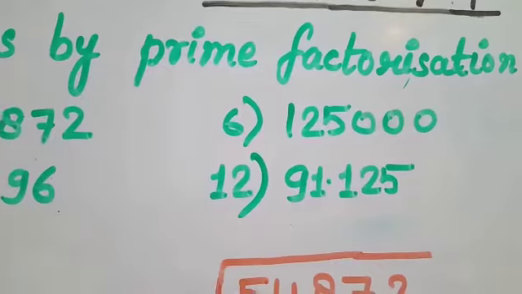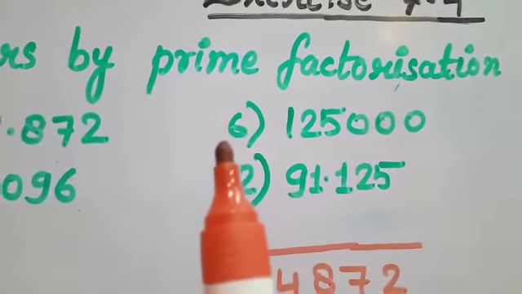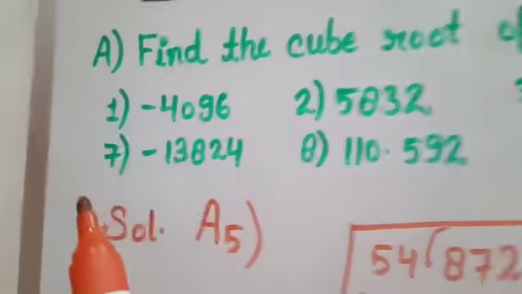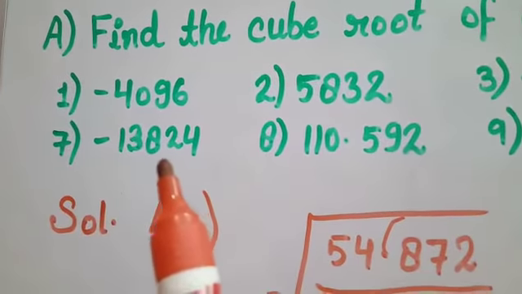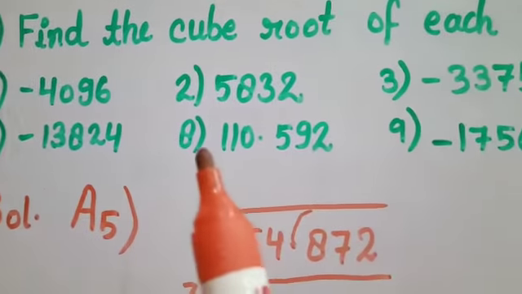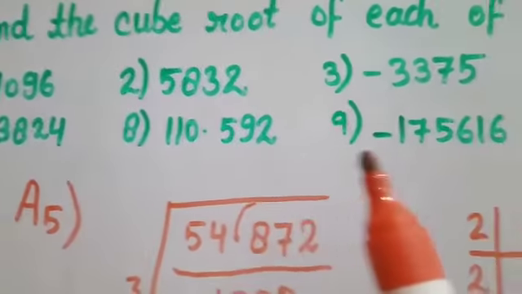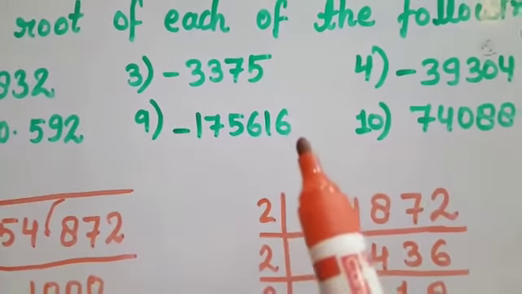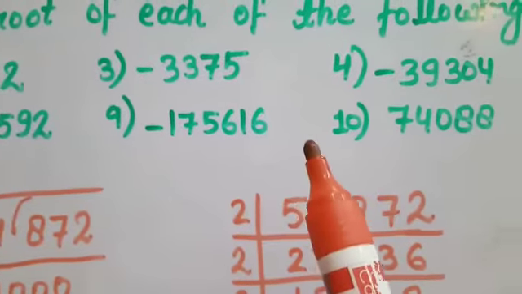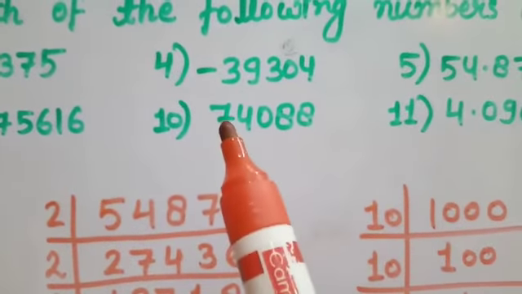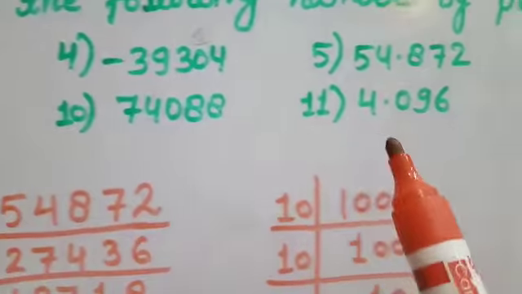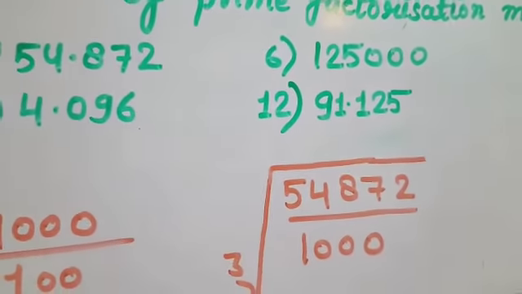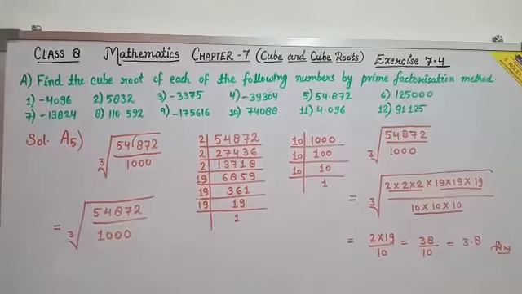Now you can solve the other parts of this question in homework. Question 6: 1,25,000; 7, minus 13,824; 8, 110.592; ninth, minus 1,75,616; 10th, 74,088; 11, 4.096; 12, 91.125. You will solve all these parts in homework.